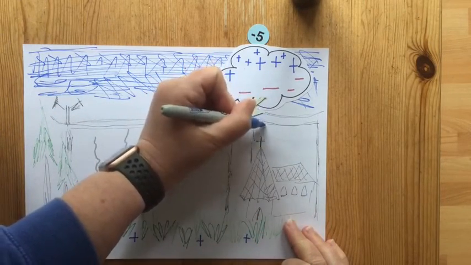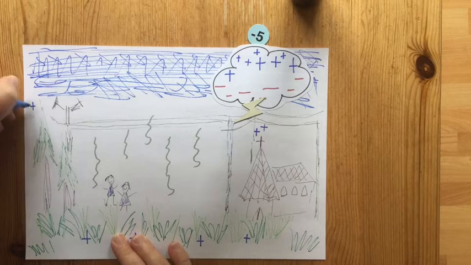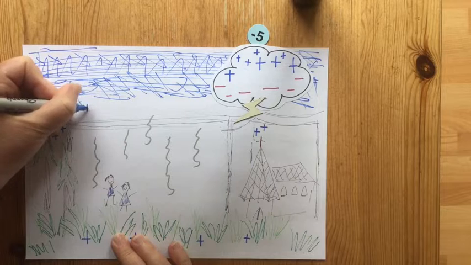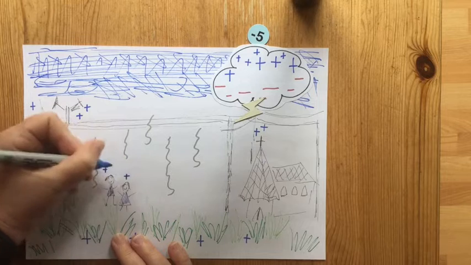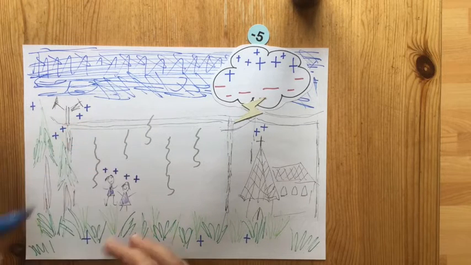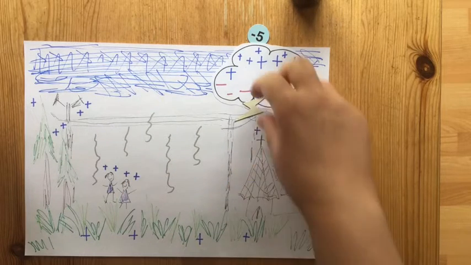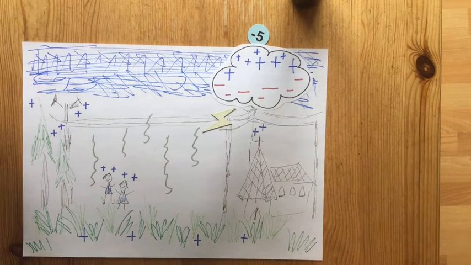So here is our church. There will be positive charge there. There will be positive charge near our trees, on poles, and even on people. And where there is positive charge with negative charge, lightning occurs.